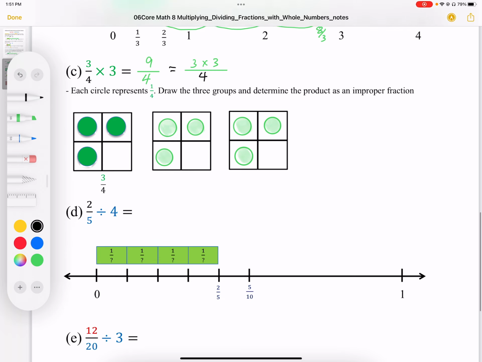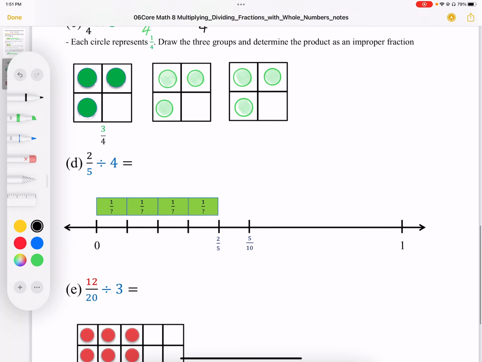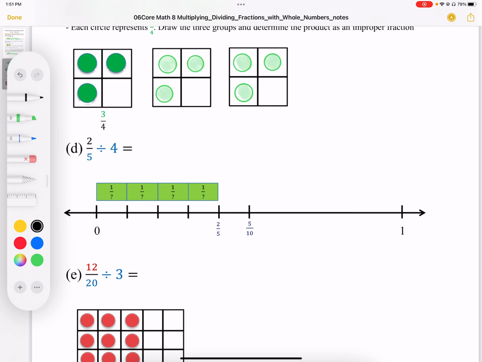So for D, we are going to divide a 2/5 fraction by 4. So I've shown this as 2/5 here, and I have 2/5 on the number line, and I've divided it into 4 equal parts. So we want to know how big each of those pieces are. And so I can see here that the increments look like they're tenths, because 1/2 is 5/10, and that's going to give us our tenths.